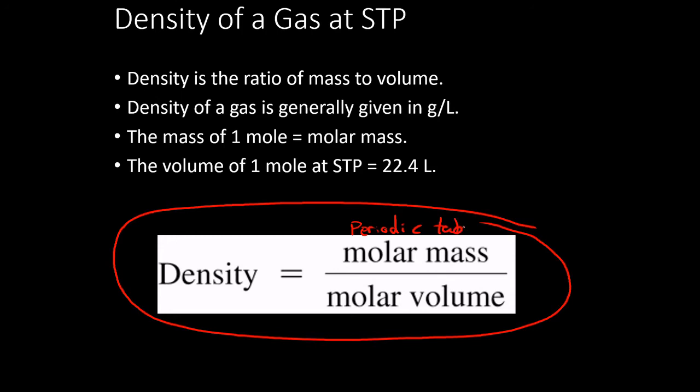We've done that dozens of times at this point, if not 100 times. So the molar mass from the periodic table divided by the molar volume, which is 22.4 liters per mole. And that's this right here, 22.4 liters for every 1 mole at STP. So we do have to have our gas at STP for this to be the case, but we will have our gases at STP most of the time.